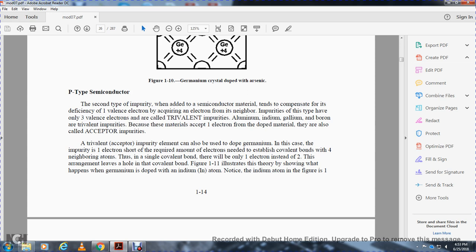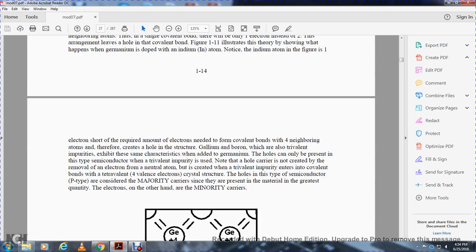A trivalent acceptor impurity element can also be used to dope germanium. In this case, the impurity is 1 electron short of the electrons needed to establish covalent bonds with the 4 neighboring atoms, so there will be only 3 covalent bonds with 1 electron short. The arrangement leaves a hole in the covalent bond. Figure 11.11 illustrates what happens to germanium doped with an indium atom. Note that the indium atom is one electron short of the number needed to form covalent bonds with the 4 neighboring atoms. Therefore, a hole is created in the structure. Gallium and boron, also trivalent impurities, exhibit some of the same characteristics as indium in germanium.